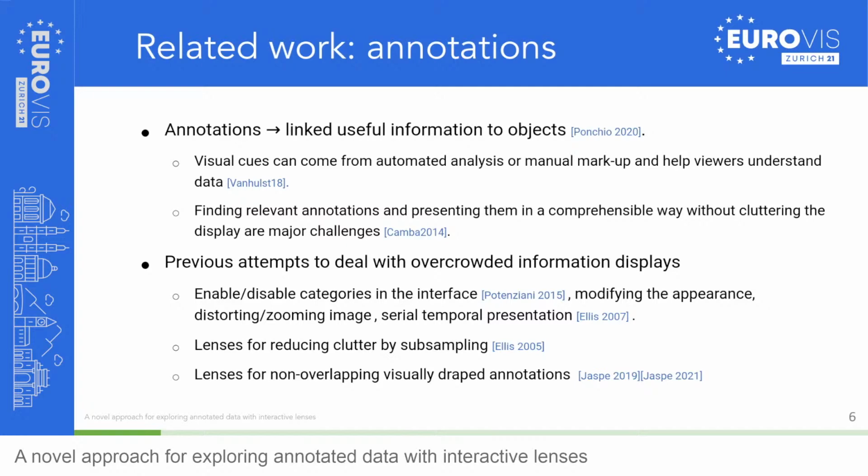Lenses have also been used to reduce congestion, for instance by using intelligent sampling inside the lens. These methods do not target overlay images draped over surfaces. Haspe and colleagues focused on that problem, but assumed non-overlapping annotations. In our approach, we use both temporal and appearance modification techniques by selecting one annotation at a time and exploring it with the lens.